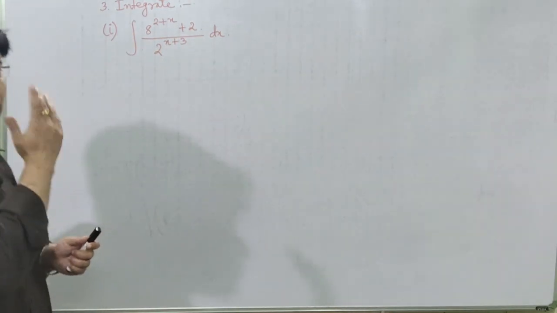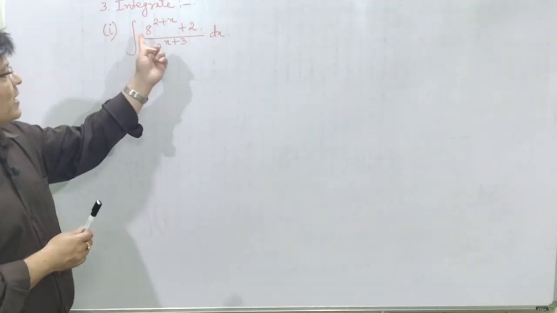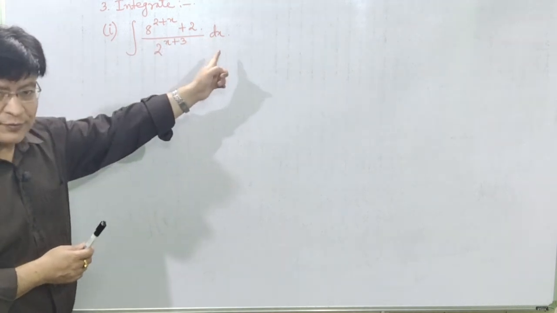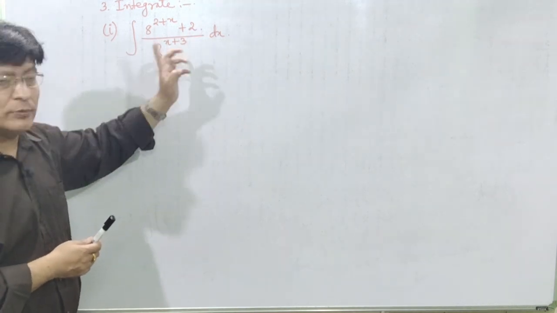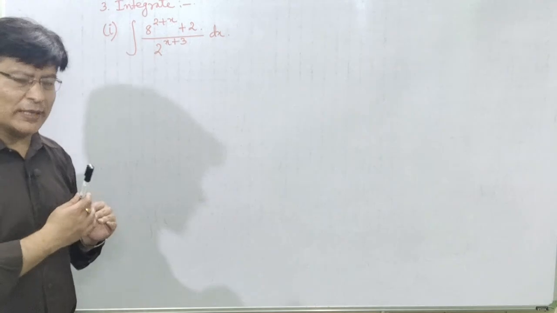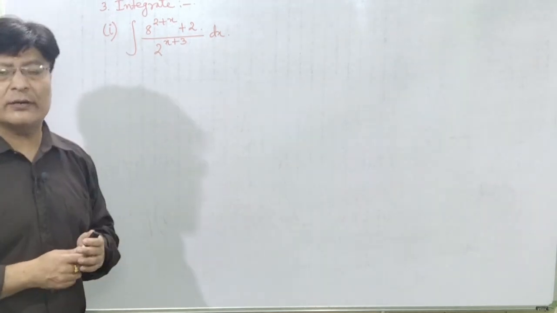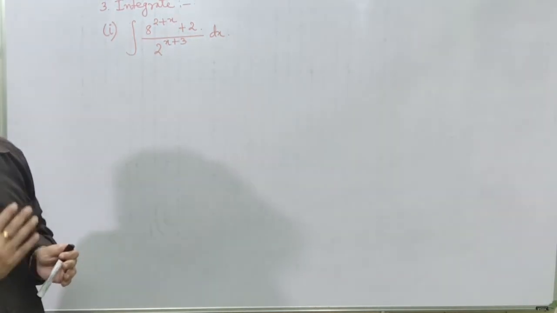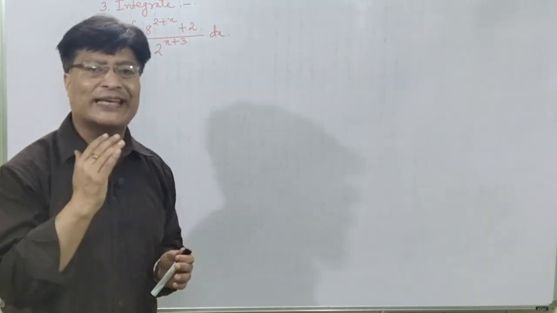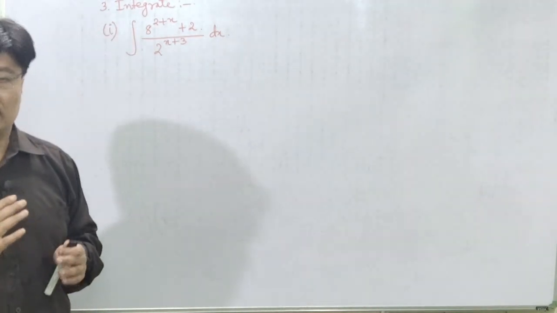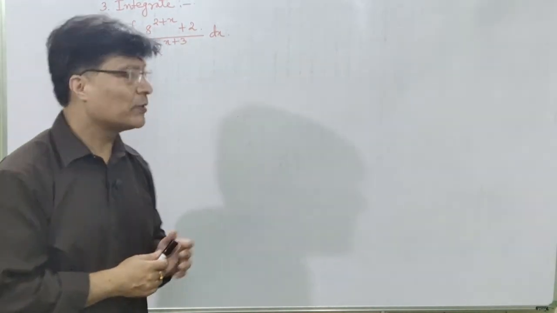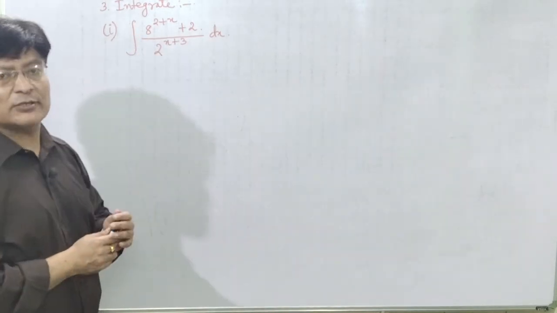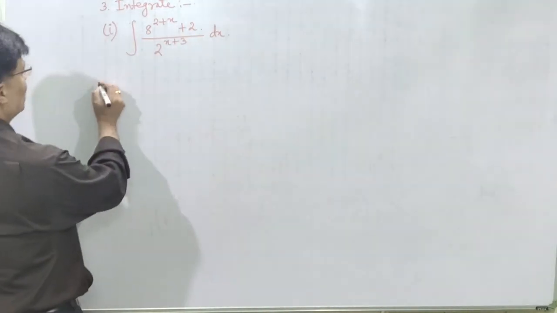We bring it into one form. This 8 can be written as 2 cube. There is also 2 here, 2 to the power x plus 3. So let us simplify 8 to the power 2 plus x first, so that you can simplify it. Okay, so this 8 can be written as 2 cube. So let us simplify it first.